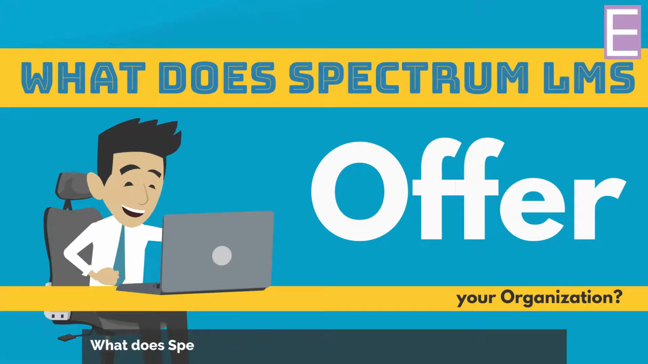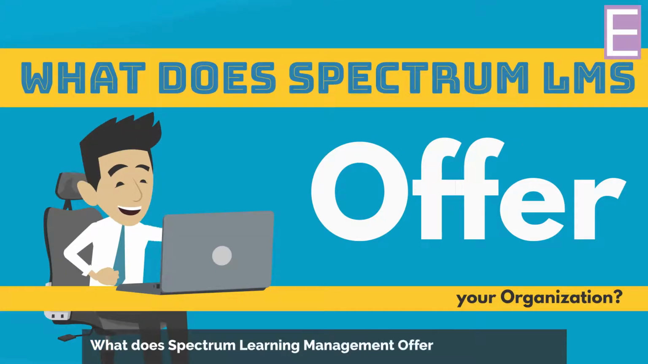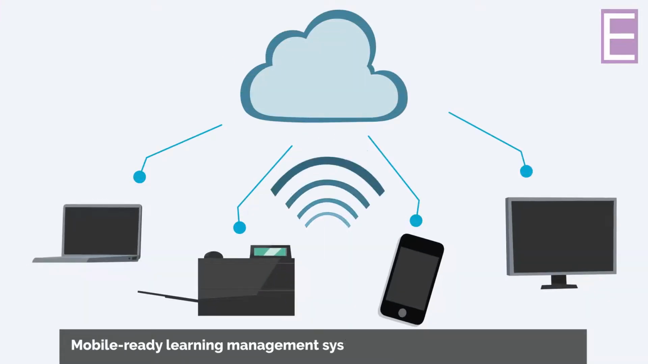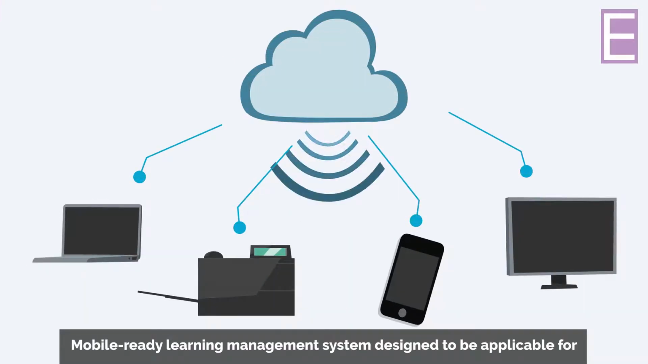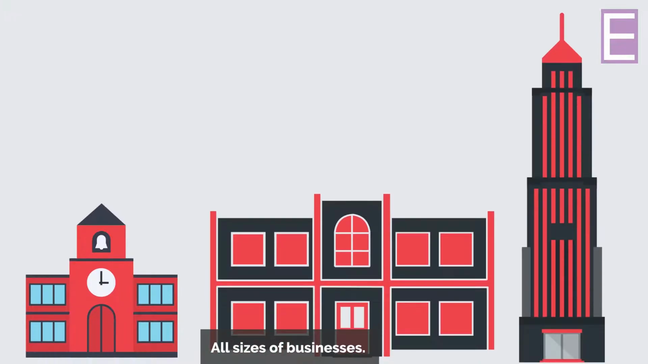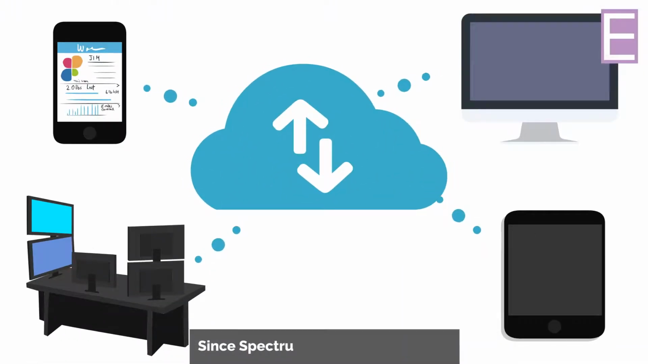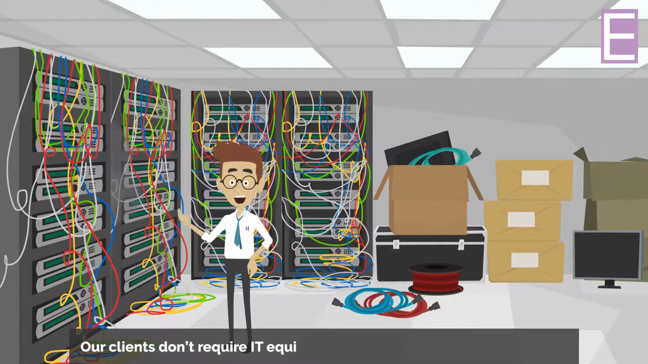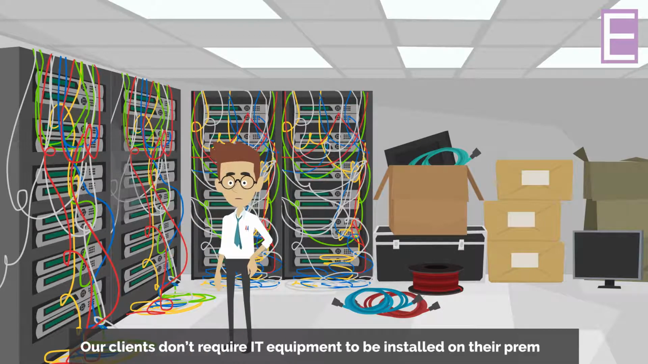What does Spectrum Learning Management offer your organization? Spectrum LMS is a cloud-based, mobile-ready learning management system designed to be applicable for all sizes of businesses. Since Spectrum LMS is cloud-hosted, our clients don't require IT equipment to be installed on their premises.